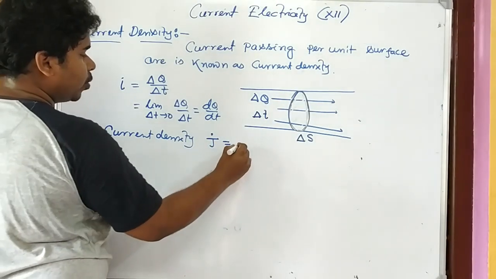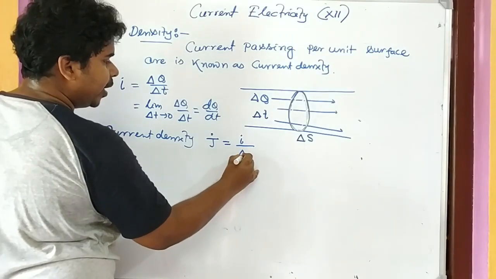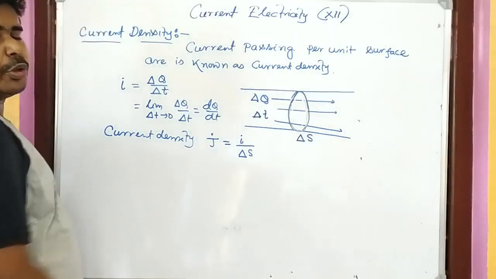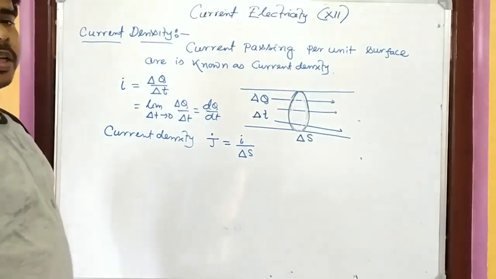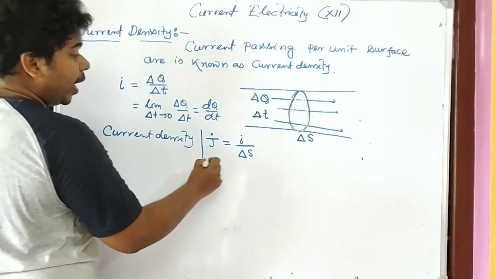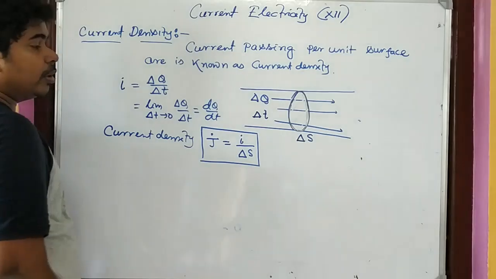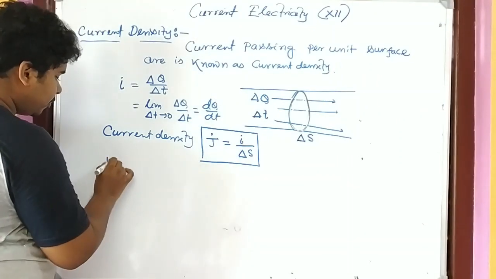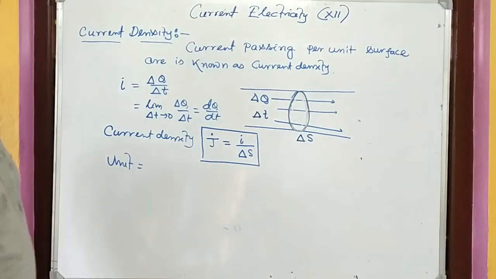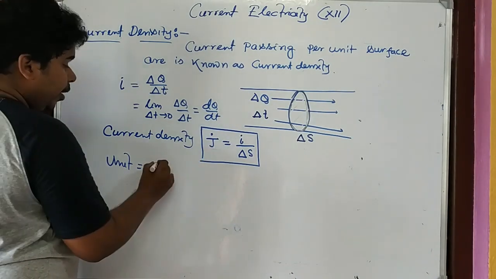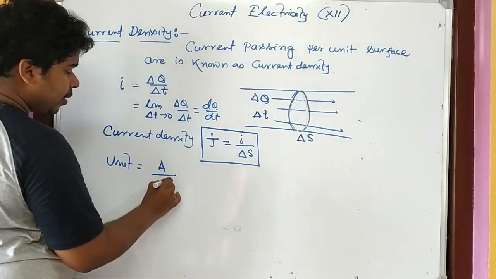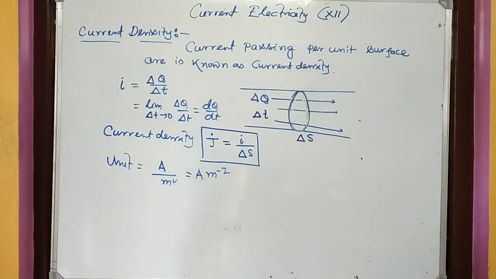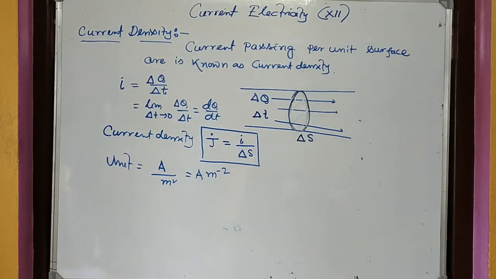So current density is denoted by J, equal to I by del S, that is current per unit area. That is known as current density. J equals I by del S. Now, what should be the unit of it? The unit will be I, that is ampere, by del S, that is meter square. So ampere meter to the power minus 2.